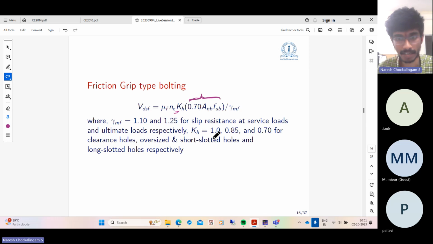Kh is some factor depending on the hole size. So if you have the clearance hole, it is 1. If you have oversized, it is 0.87. If you have a slot in which the bolt is inserted, then it is 0.7. Gamma mf is a material partial safety factor for the friction grip type. So this is given by a table in IS 800. So these are the capacities.